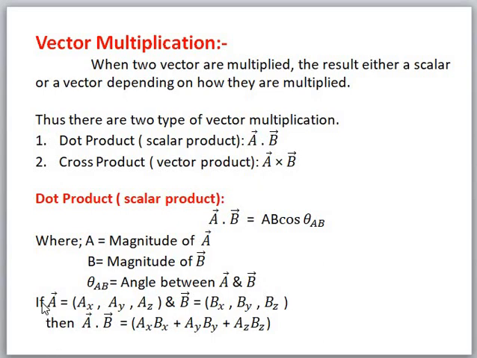If any given vector A is equal to ax, ay, az, and the next given vector B is equal to bx, by, bz, then the dot product of vector A and vector B, vector A dot vector B, is equal to ax bx plus ay by plus az bz. This is the dot product of the given vectors.